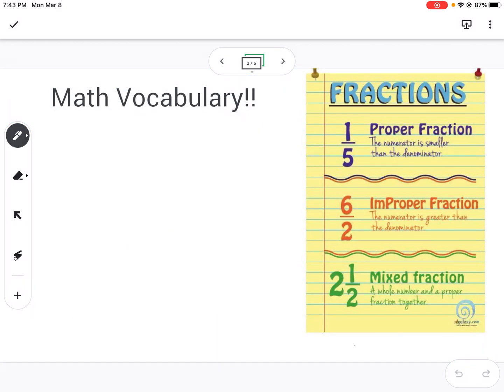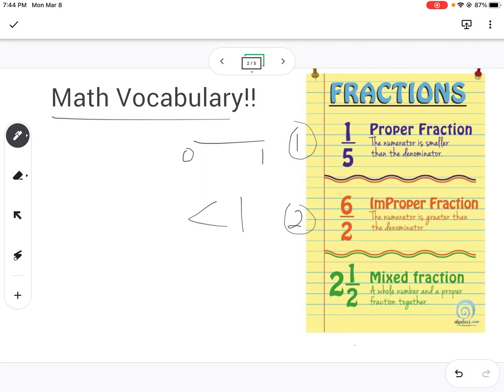Let's go over our math vocabulary words again so we are all on the same page. Our first word, proper fraction, is what we're used to: the numerator is smaller than the denominator, and those fractions are always between 0 and 1. Then we moved on to improper fraction, which is when your numerator is bigger than your denominator and your fractions are greater than 1, right? They're bigger. And we know that because our numerator is bigger than our denominator.